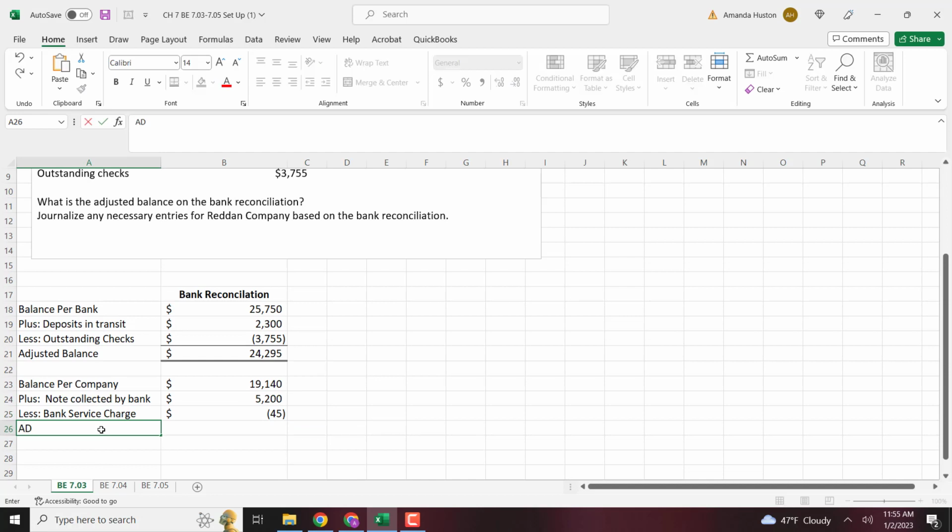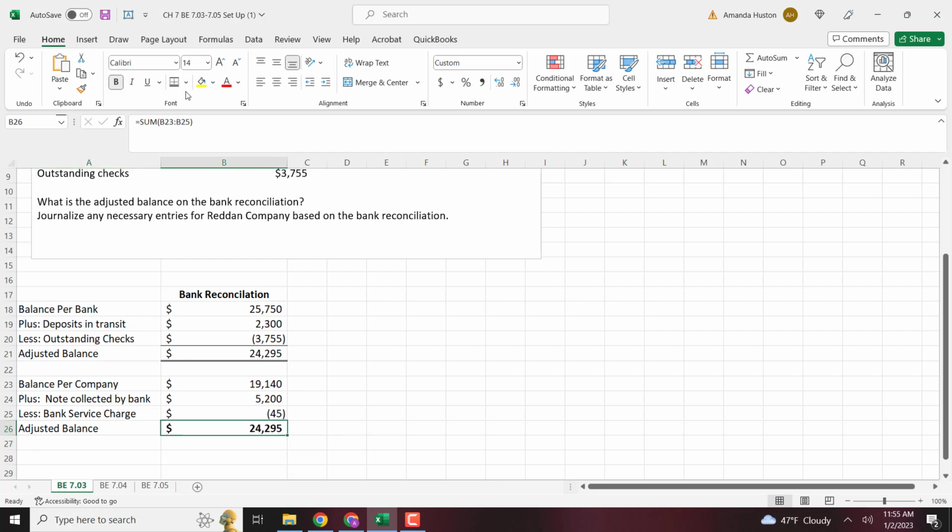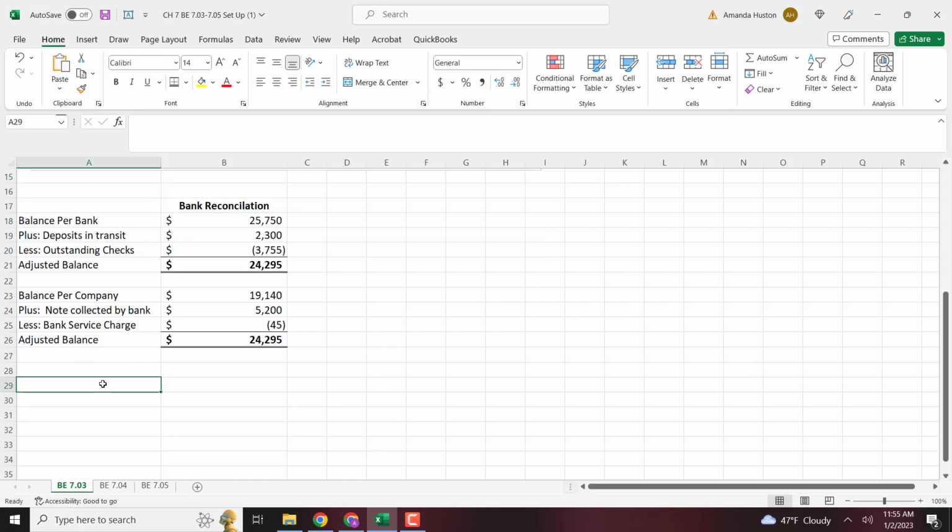So we should get adjusted balance. We're going to sum this all up. So when we're done, the adjusted balance should match per the company and per the bank. Now, we're going to make journal entries for anything that we had to do to the company, not the bank.